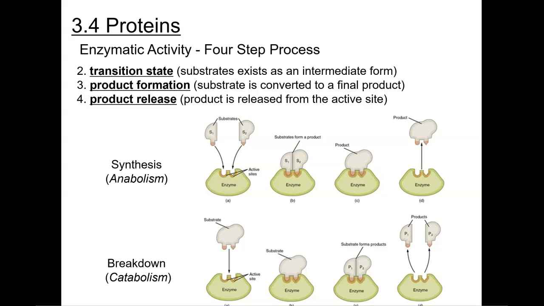So for enzyme activity, the second step is the transition state, where the substrate exists as an intermediate form. Third, the product formation: the substrate is going to be converted to a final product. And then fourth, the product release. So it releases it at the active site.